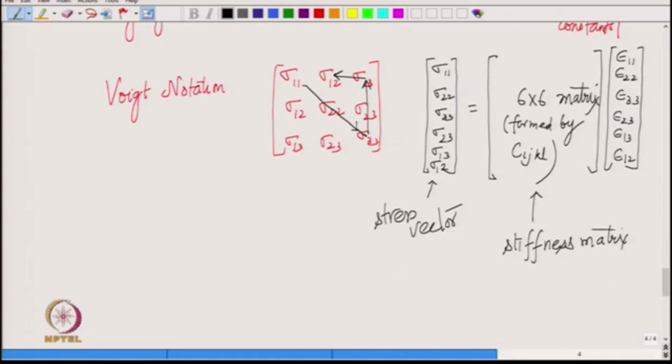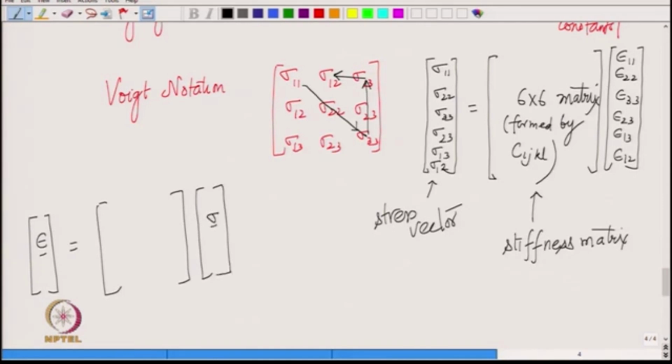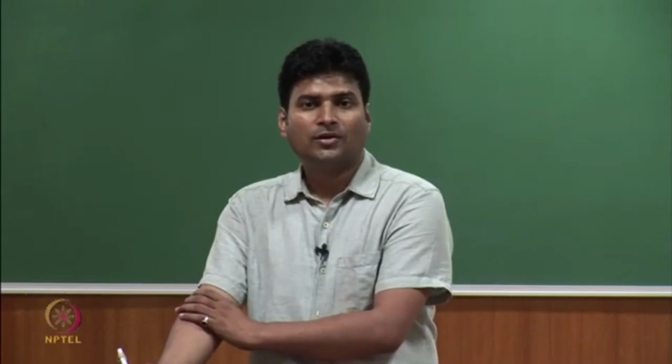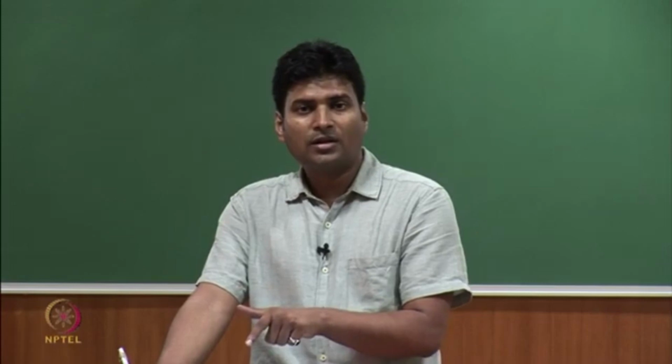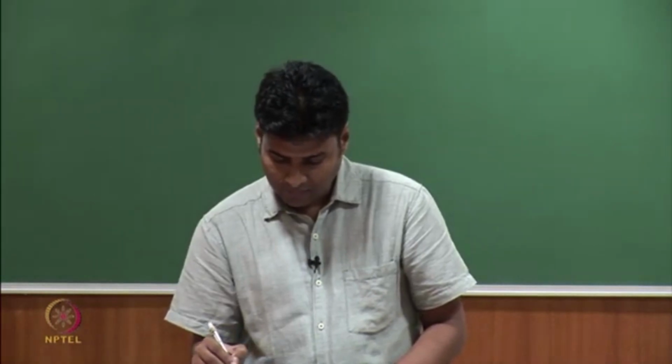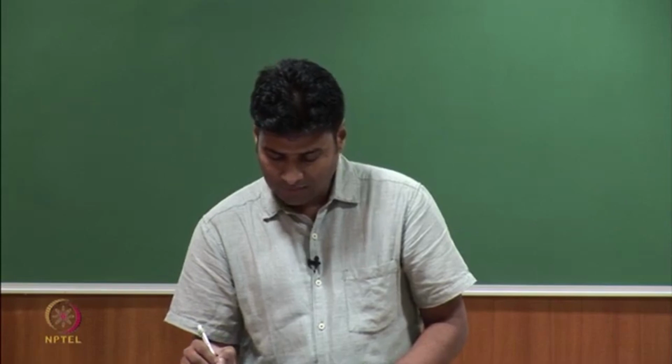So, likewise you can also write epsilon in terms of sigma. So, epsilon vector is equal to some matrix times the sigma vector, and then you have the 6 by 6 matrix, and this is called compliance matrix. Okay. So, you have compliance matrix and then you have stiffness matrix, and you can see that they will be inverse of each other. Okay. And this matrix will be symmetric and it will have 21 constants. So, it is symmetric and therefore, it has 21 independent constants.